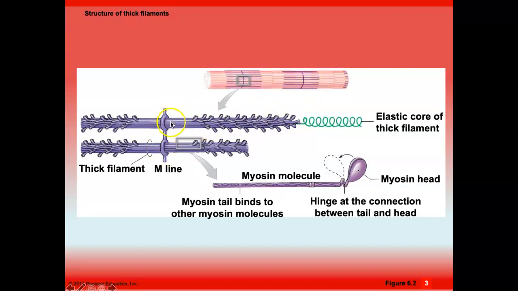So here's the middle, right down the middle of the sarcomere, and here are many, many myosin molecules, and each myosin molecule has got heads attached to it. See these heads? These heads can move. Look, there's a hinge there, and the myosin head can flip.